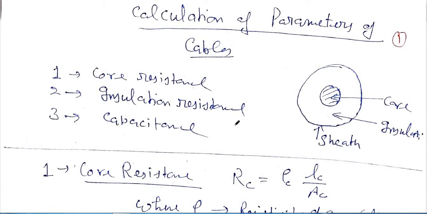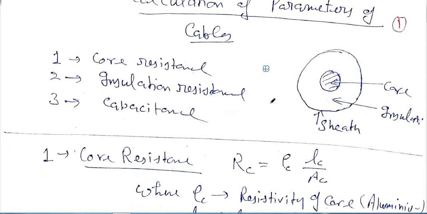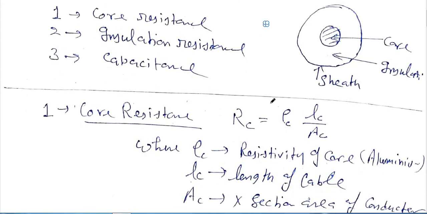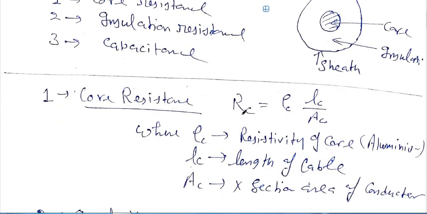Now we will first calculate the core resistance, and core resistance will be calculated in the same manner as we have already calculated earlier. Core resistance RC is equal to rho C LC divided by AC, where rho C is the resistivity of the core, LC is the length of the cable or conductor, and AC is the cross sectional area of this conductor.